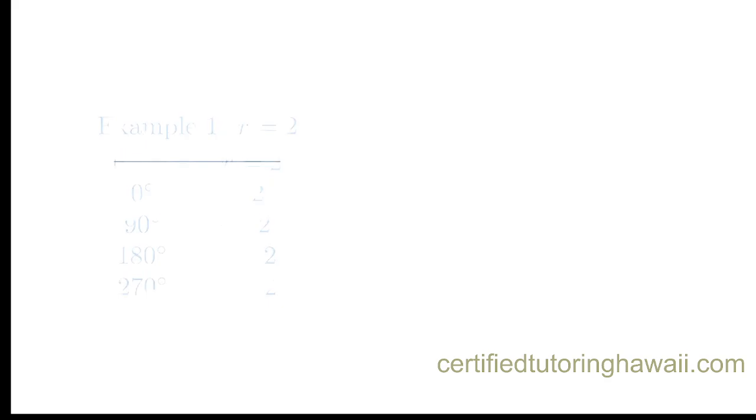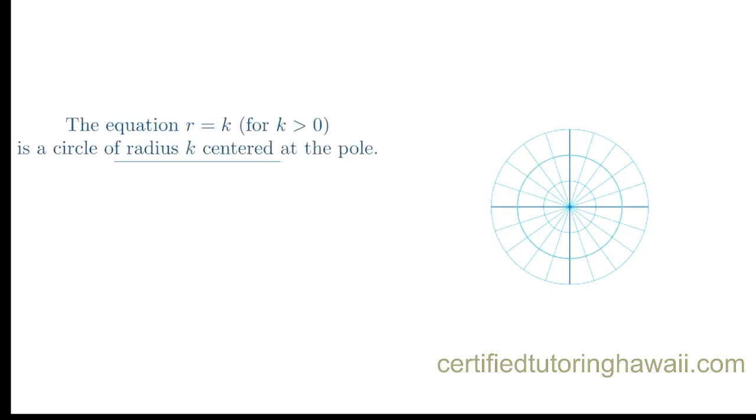Now, let's plot these. We mark the points (2, 0 degrees), (2, 90 degrees), (2, 180 degrees), and (2, 270 degrees). If we were to plot every single angle from 0 to 360 degrees, we would get a continuous curve where every point is exactly 2 units from the pole. The result, as you can see, is a circle. This shows a fundamental relationship. The equation r equals k, where k is a positive constant, always produces a circle of radius k, centered at the pole.